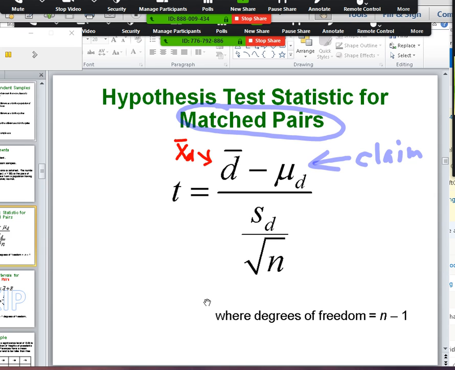All right, so the only other step that changes, which is kind of the same as Chapter 8, is your D bar, in other words, your X bar sub D, your X bar of the D's, minus your mu, which is, again, the same thing you have in your claim. So remember, this first one, the X bar, is from your sample. It's your sample mean, whatever you got in the sample. And this mu is going to be whatever is in the claim. And then over S over square root of N. So that's pretty much the same as we had before, degrees of freedom, N minus 1. So this is the same as Chapter 8.